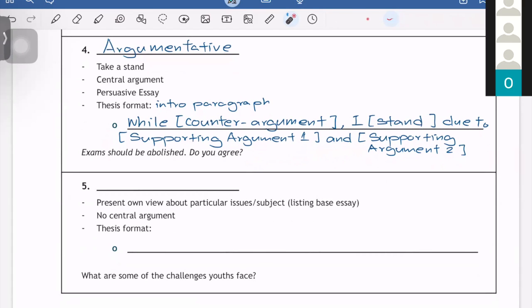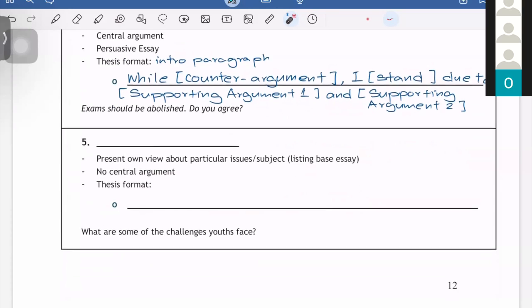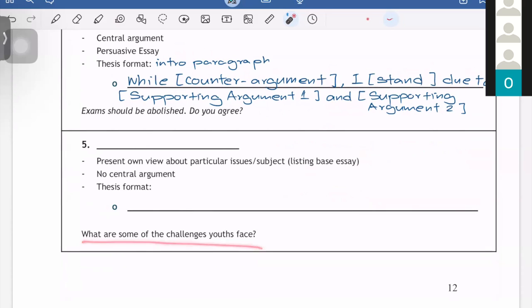Okay, type 5. You're presenting your own view about a particular issue or subject. This is usually listing-based type of essay. No central argument. There's also a thesis format, slightly different than your argumentative format. An example would be, what are some of the challenges youth face? So answering this question, you would tell me, some challenges youth face are 1, 2, 3, 4, and then conclusion. That's why it's called a listing-based essay.